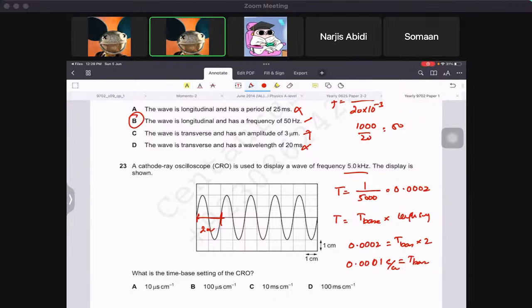Okay, so this means that 0.0001 is 1 times 10 raised to minus 4. So if I increase it, it will be 100 times 10 raised to minus 6 seconds per centimeter. Minus 6 is microseconds, so 100 microseconds, correct? Okay. Now, going to the next one.